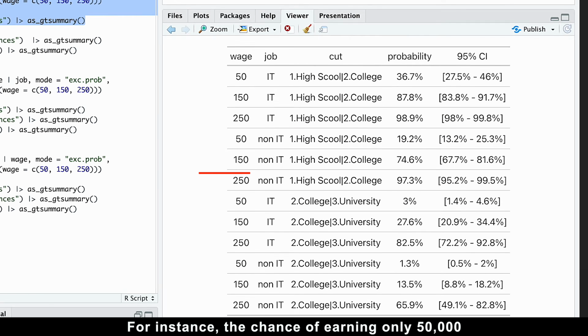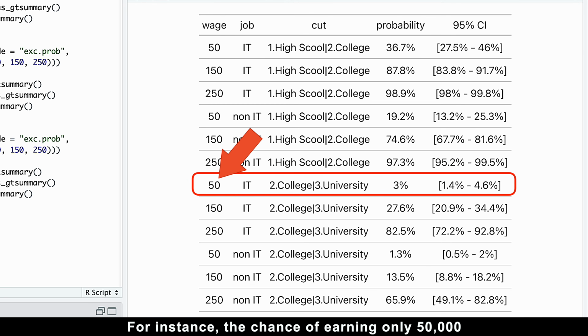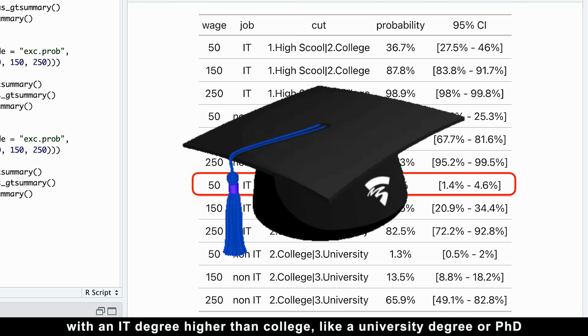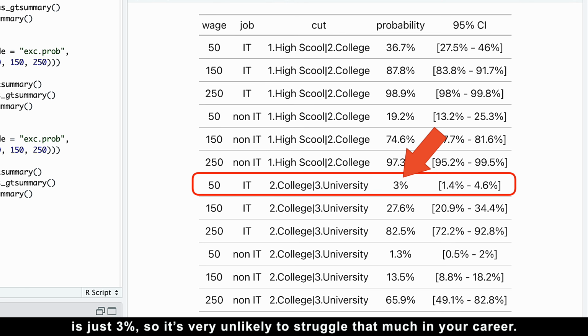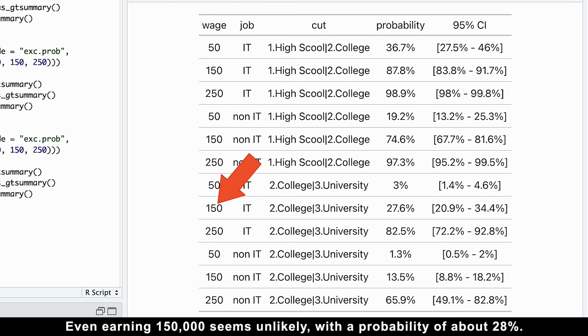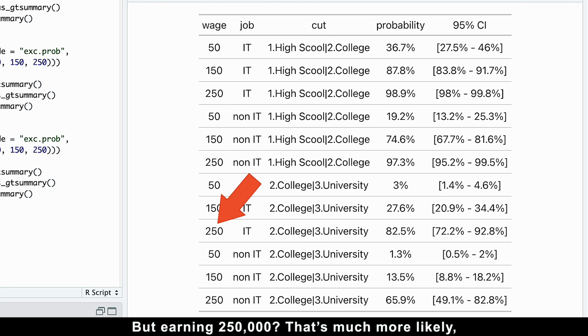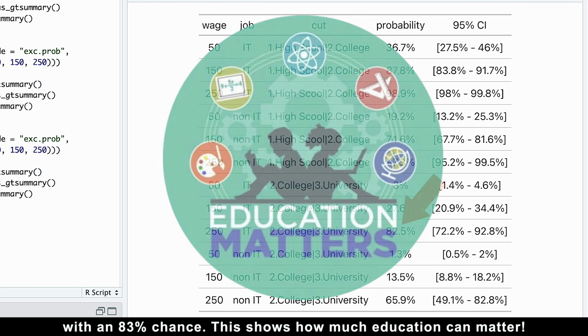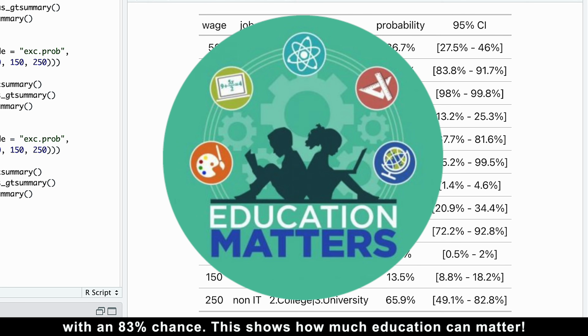For instance, the chance of earning only 50,000 with an IT degree higher than college, like a university degree or PhD, is just 3%. So it's very unlikely to struggle that much in your career. Even earning 150,000 seems unlikely with a probability of about 28%. But earning 250? That's much more likely, with an 83% chance. This shows how much education can matter.